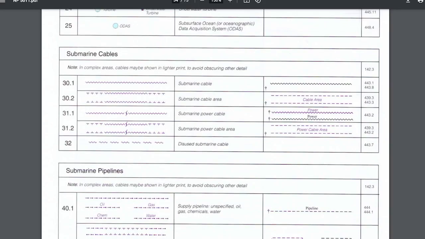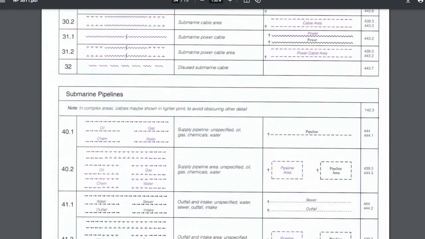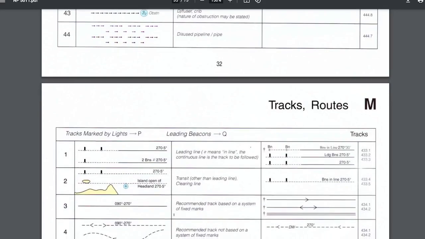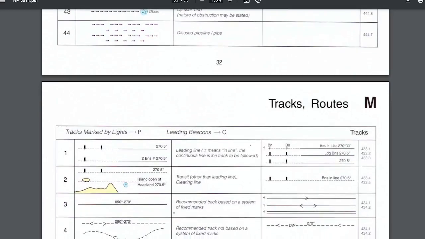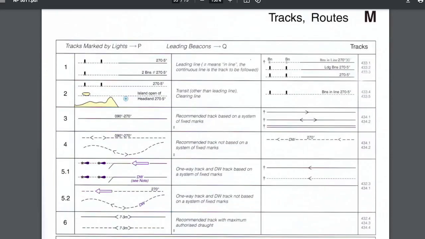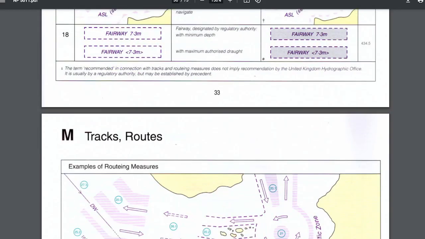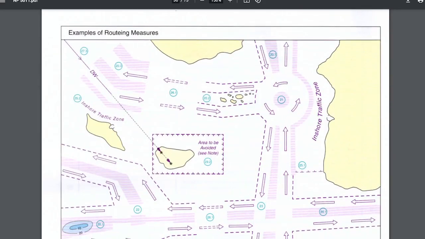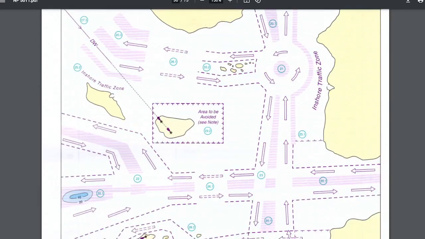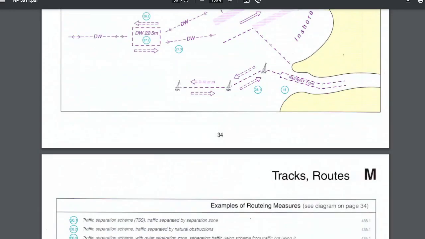submarine cable, very important. It's asked very often. Submarine pipelines, track routes, leading beacons. It's talking about the track routes, what it means, area to be avoided, how you are supposed to proceed in a TSS, and you can just refer to it later on.